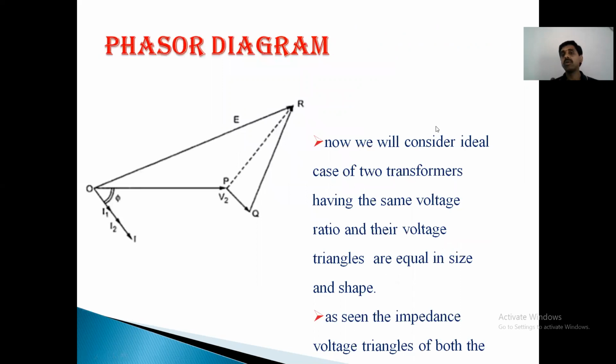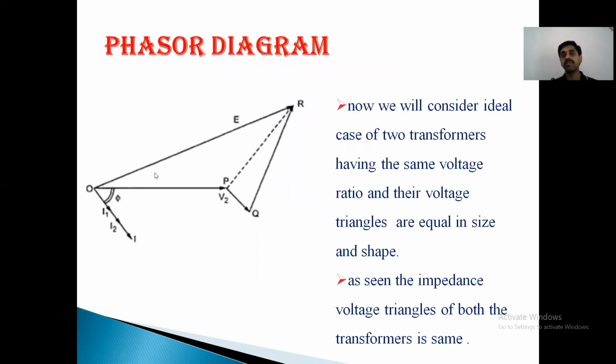So now we will consider the ideal case of two transformers having same voltage ratio and their voltage triangles are same. So you can see this is V2, this is V02 or E. This diagram we have seen in the phasor diagram. This is the current I, lagging power factor, and this is the IR, this is IX, this is IZ. So voltage triangles of both the transformers are same. I1, I2 are supplied by different transformers, but this is same for both the transformers.